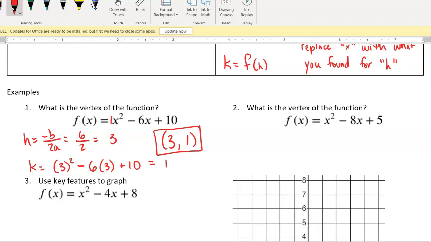All right, I want you to do this next one on your own. Pause the video and find the vertex of this next function, and then hit play when you're ready to check your answer. All right, let's see how you did.